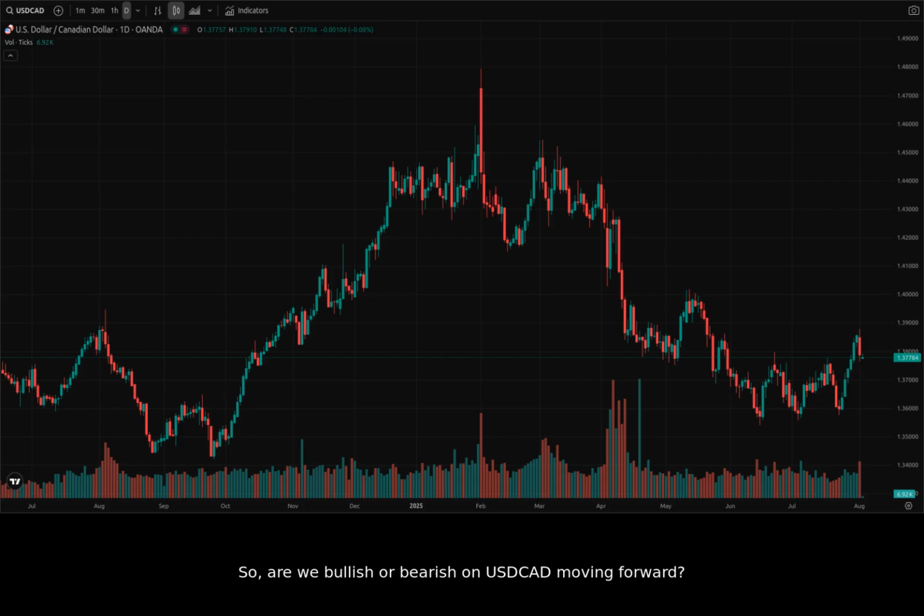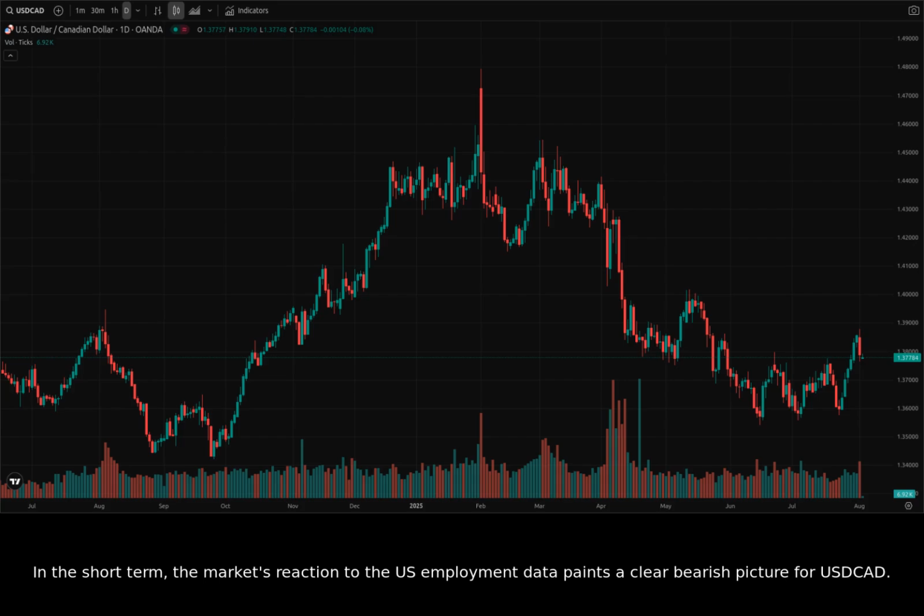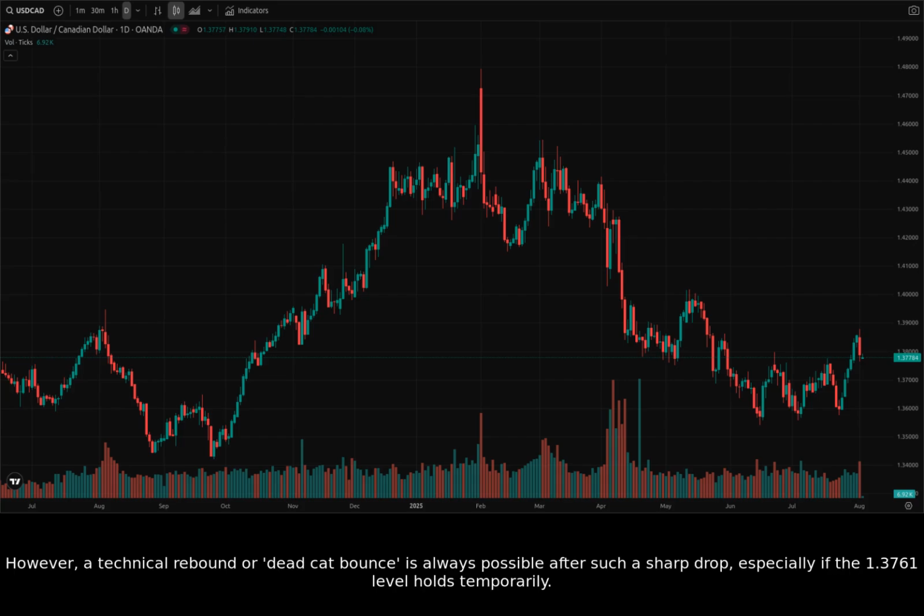So, are we bullish or bearish on USDCAD moving forward? In the short term, the market's reaction to the U.S. employment data paints a clear bearish picture for USDCAD. The strong sell-off on August 1st suggests continued downside momentum as traders price in future U.S. rate cuts. However, a technical rebound or dead cat bounce is always possible after such a sharp drop, especially if the 1.3761 level holds temporarily.